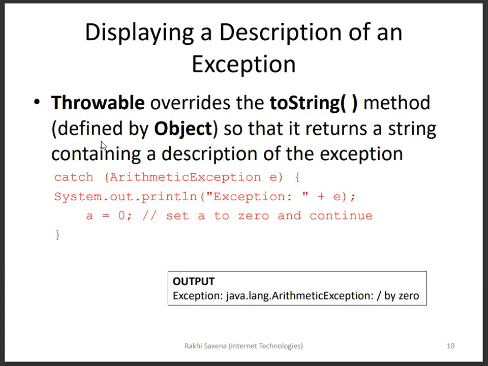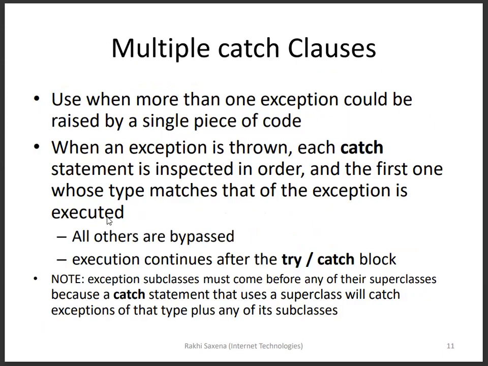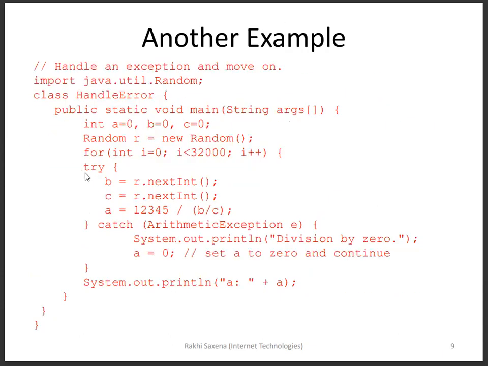Throwable overrides the toString method defined by Object so that it returns a string containing a description of the exception. This is system defined. So the divide by 0 message will be printed, and this particular statement will not be executed. Whatever happens here will be considered and printed.